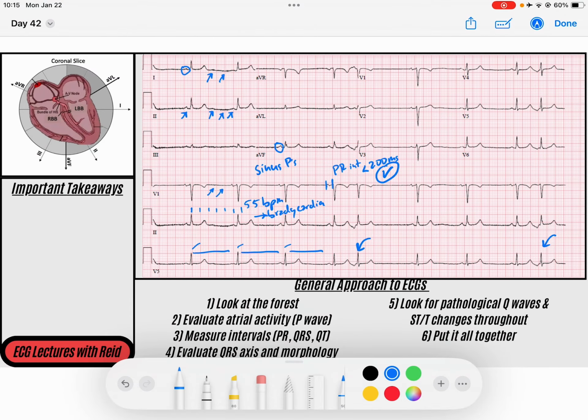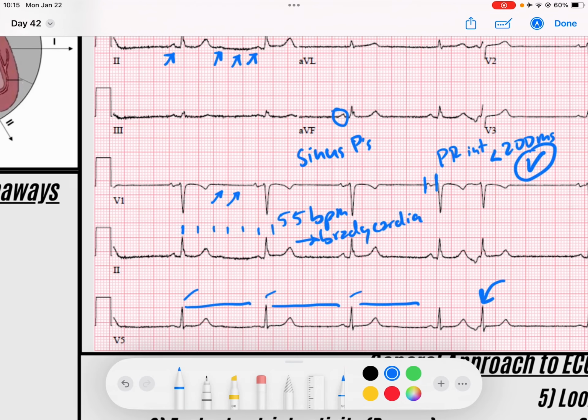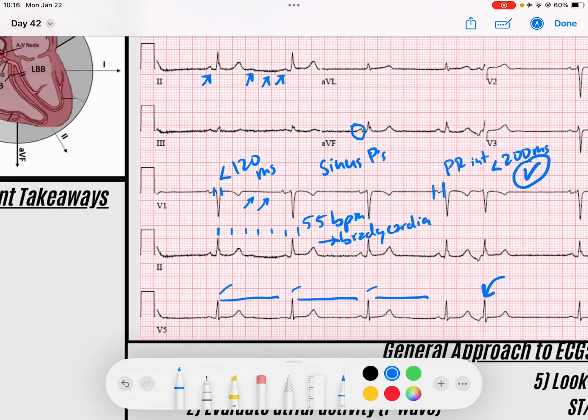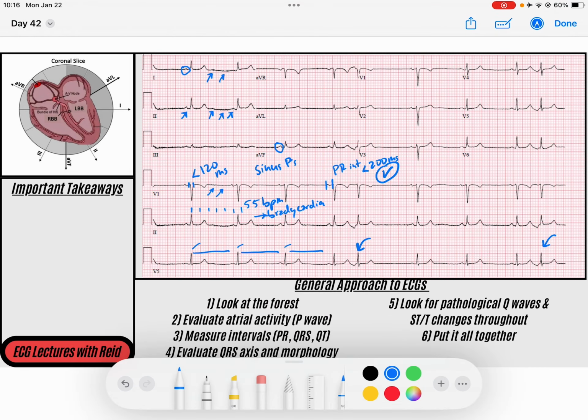The next thing I like to look at is my QRS. Is my QRS narrow? Here it is narrow. My QRS is less than 120 milliseconds, which is reassuring. It tells me that it's likely coming from my AV node, because we know that the AV node conducts the QRS through the His-Purkinje system of the ventricles, which is the fast highway system of conduction.